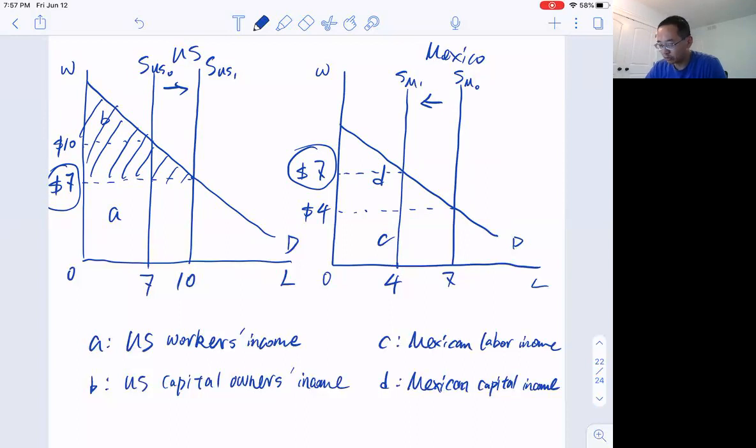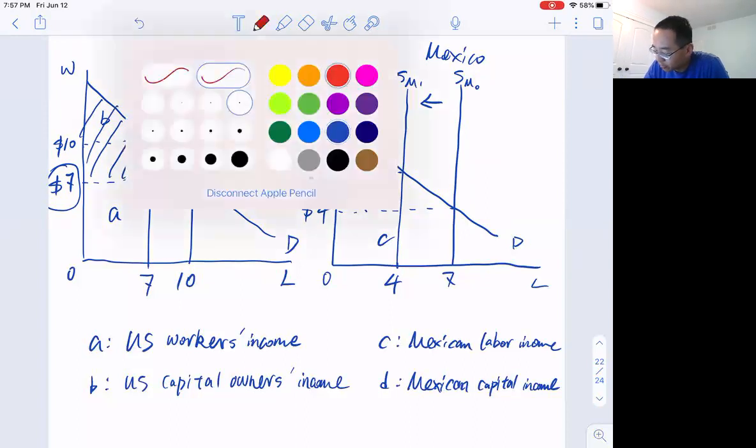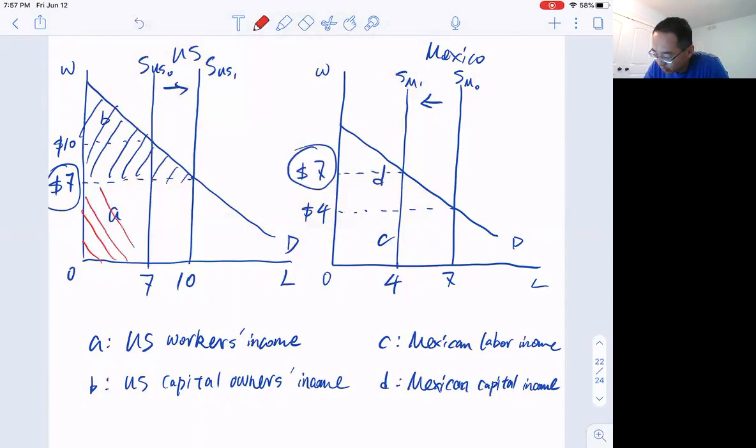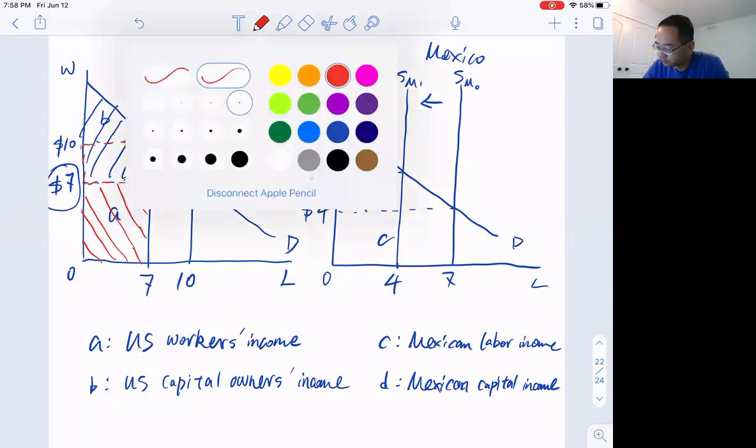Now, U.S. workers will make only, let me change to a different color. So U.S. local workers will only make this much instead of 7 times 10, they only make 7 times 7. So they lost this little box, and that got transferred from U.S. workers to U.S. capital owners. So U.S. workers are ticked about having more competition.